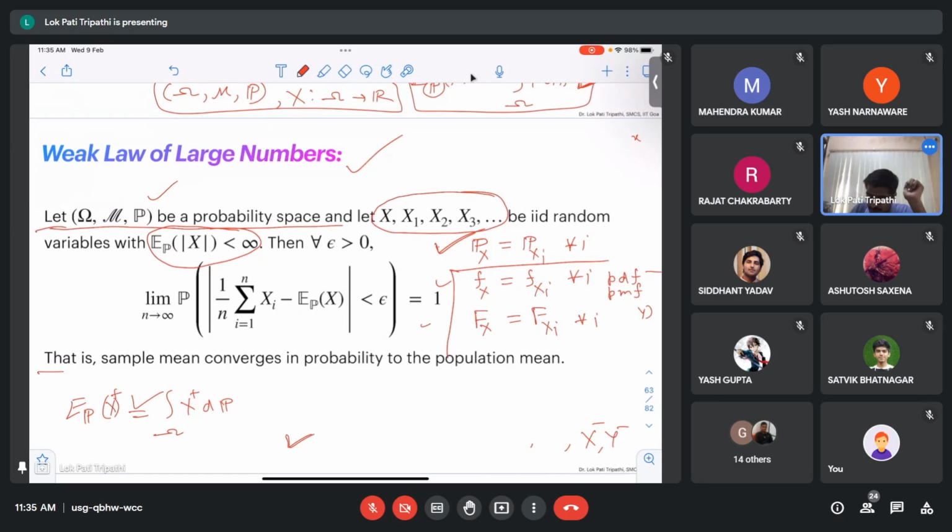So you can say that the expectation of X exists. Okay, it means the mean of mod X is finite. That is, this quantity must exist, whether it is a non-negative or any real valued random variable.